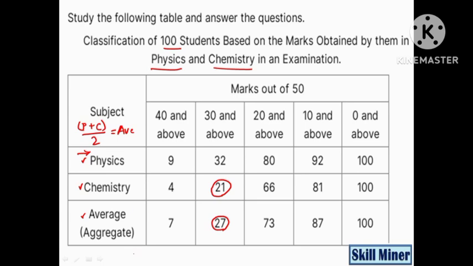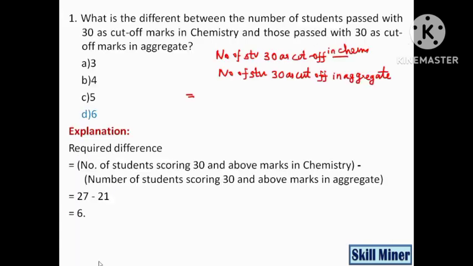So the answer for this question will be, the maximum of this number is 27, the minimum of this number is 21, so the difference is 6. So the option D, 6 is the answer.